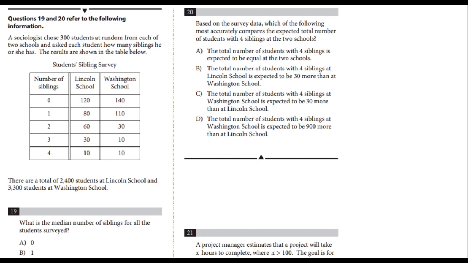A sociologist chooses 300 students at random from each of two schools and asks each student how many siblings he or she has. The results are shown in the table below. There are a total of 2,400 students at Lincoln School and 3,300 students at Washington School.